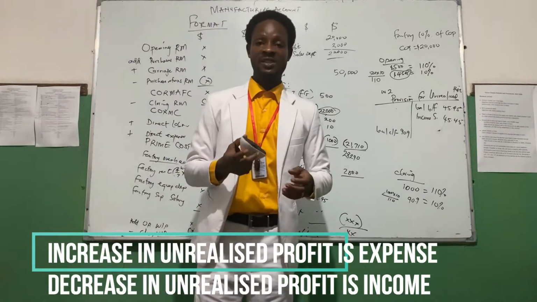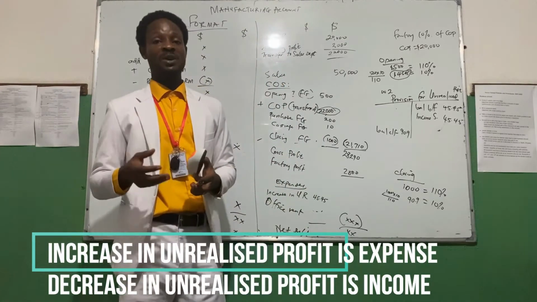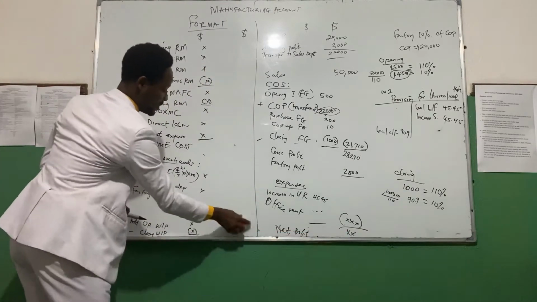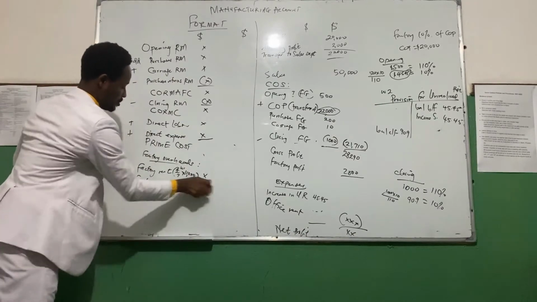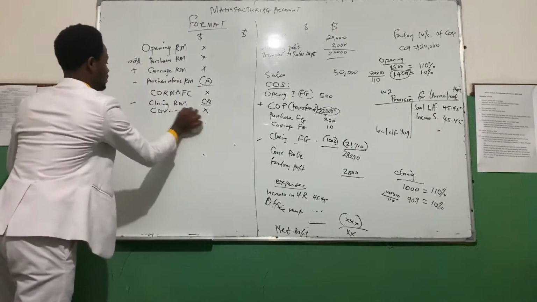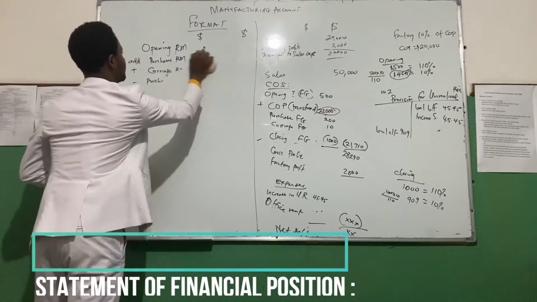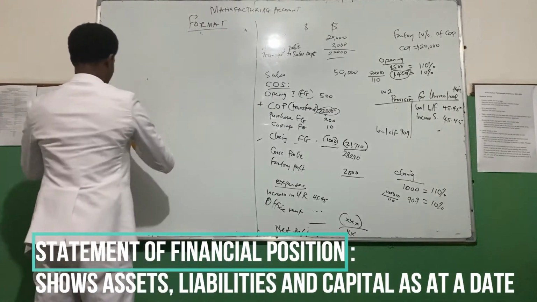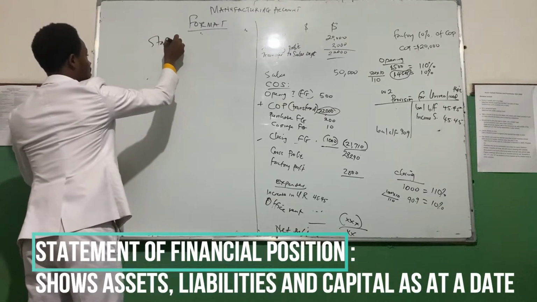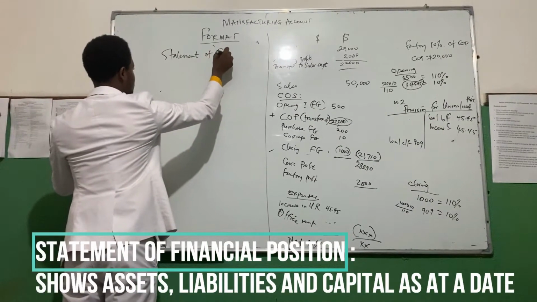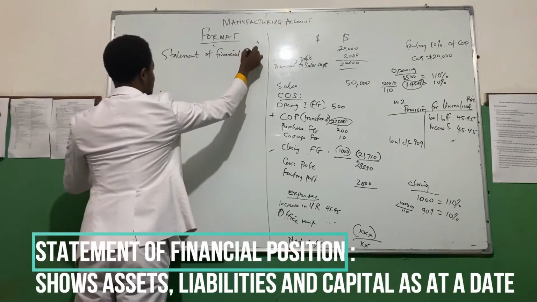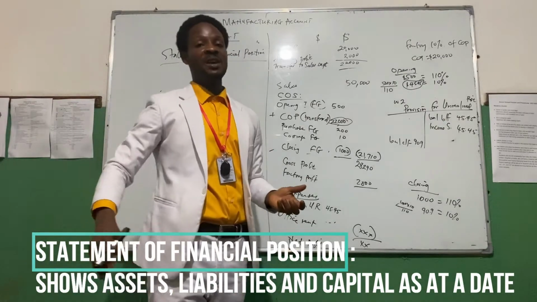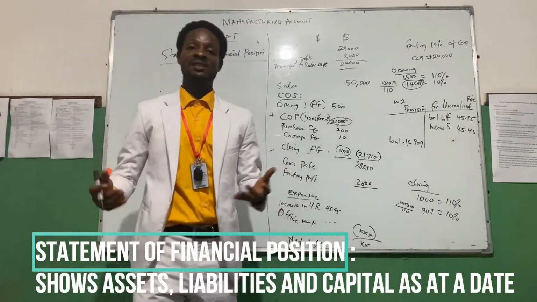Now I can move to phase 3 proper, where I'm going to talk about the statement of financial position. So I'm cleaning this part. The statement of financial position states assets, liabilities and capital as at a date.